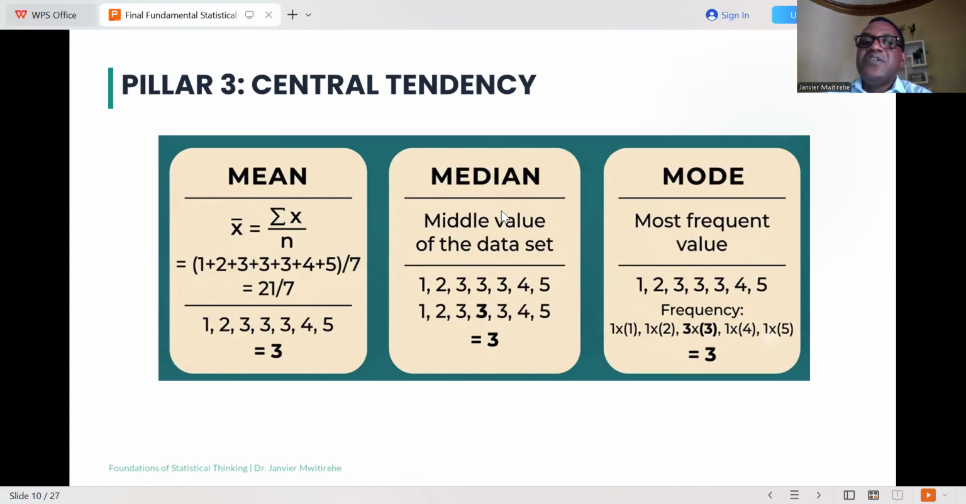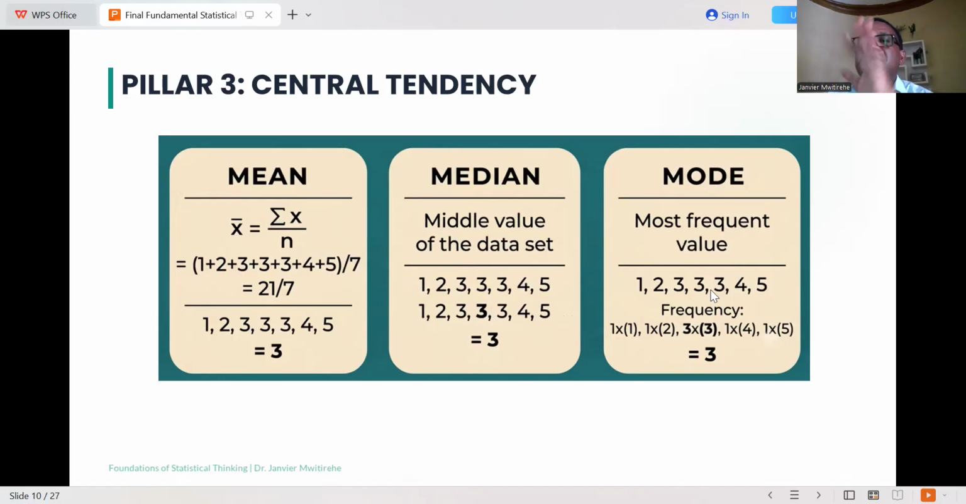For the median, we arrange them in chronological order and then find the one that lies in the middle. So you will see that the second 3, not the first 3 or the third 3, the second 3 is the one that lies in the middle of every other value in the data set, leaving 3 values on the left and 3 values on the right.